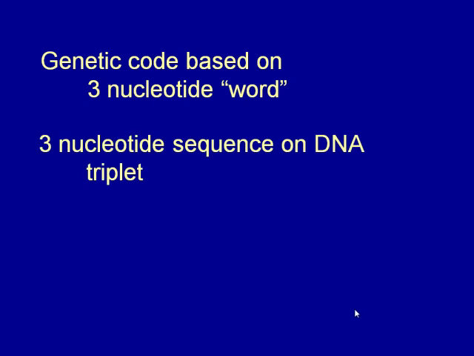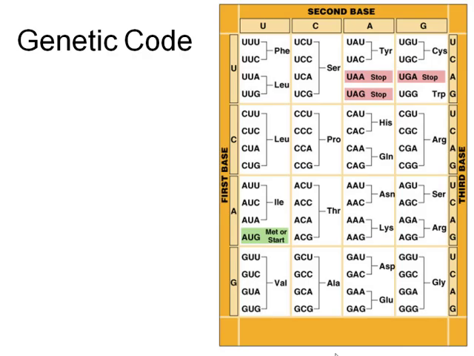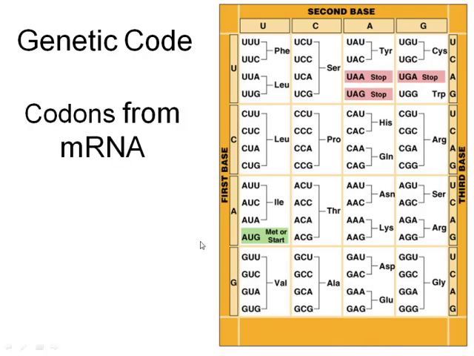So on the DNA, this 3 nucleotide sequence is called a triplet, but on the RNA, it's called a codon. Now they figured out the genetic code by looking at RNA. So when we look at the genetic code, it's always RNA that we're looking at. And we know it's RNA because RNA differs from DNA in a couple of features, but one important one is the fact that RNA does not have thymine, but it rather has uracil. So when you see these U's, you know you're dealing with RNA.